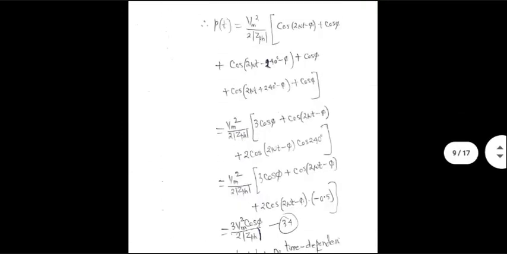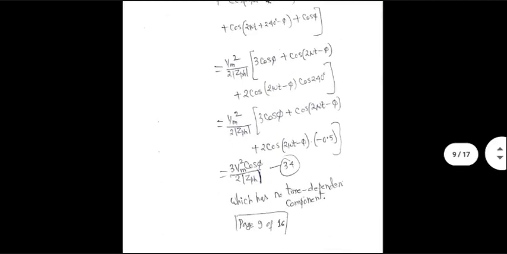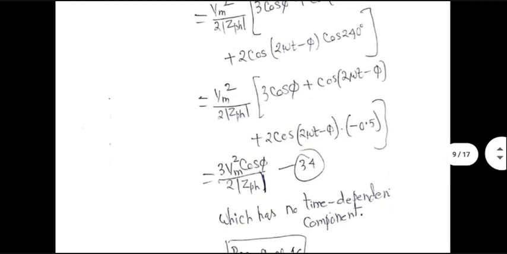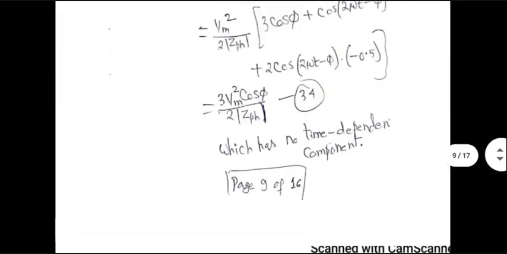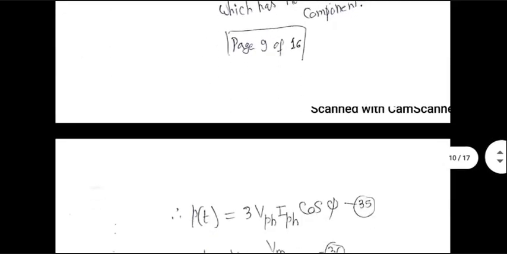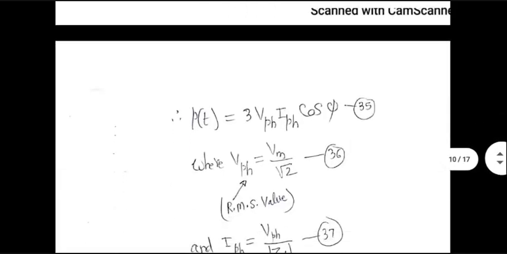So the formula for time dependent power or instantaneous power is simply 3 Vm square cos phi divided by 2 times magnitude of ZPH, which can easily be written as 3 Vph Iph cos phi. 3 is coming because there are 3 phases and they are identical. In a single phase case, you always get V RMS I RMS cos phi. So same thing is coming out here. And since phases are identical, you are getting 3. If phases were not identical, you would have to calculate each phase separately and then add up the results.